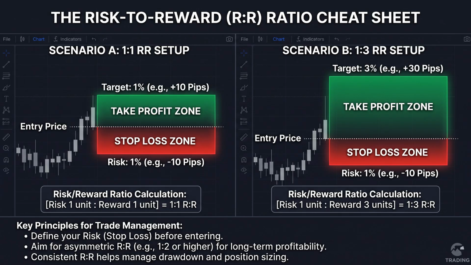At the bottom, the cheat sheet outlines 3 key principles for strict trade management. First, you must always define your risk, stop loss, before entering a trade to protect your capital. Second, you should aim for asymmetric risk-to-reward ratios, like 1:2 or higher, because this mathematical advantage is what drives long-term profitability. Finally, maintaining a consistent RR approach is essential for managing account drawdowns and standardizing your position sizing.